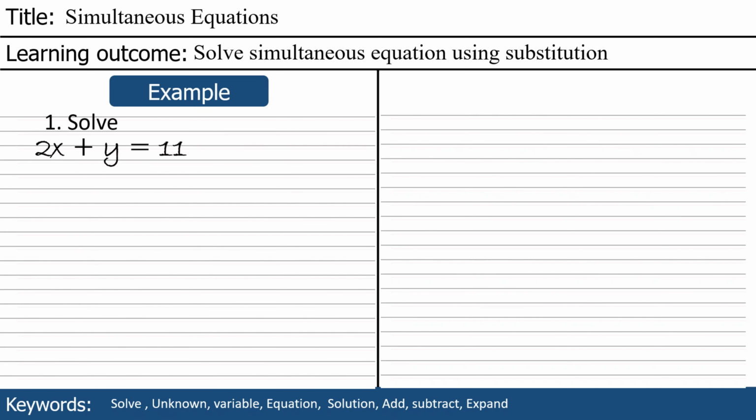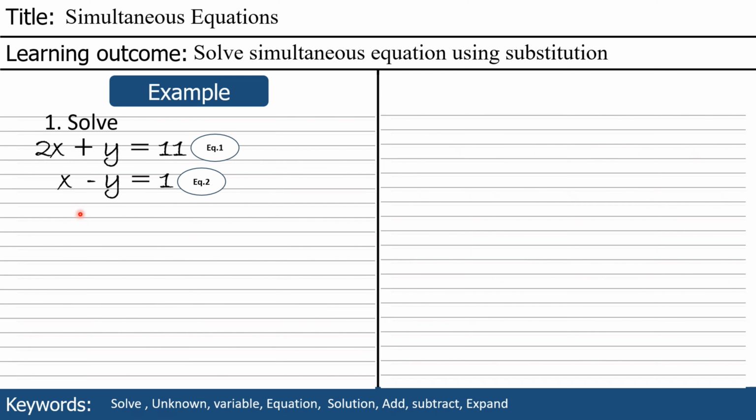Now let's try one that looks harder but uses the exact same steps. So here we have 2x add y equals 11. Let's call this equation 1. Then we have x subtract y equals 1. Let's call this equation 2.